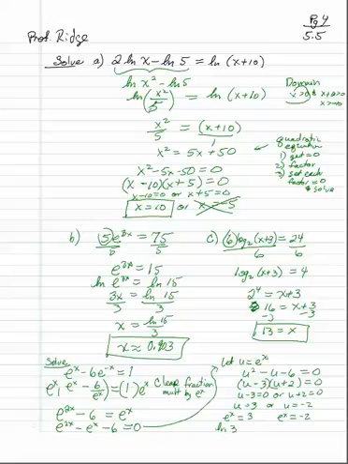ln of 3 equals x. And this one, if you do ln on both sides, well, that doesn't make sense. Ln of negative 2 equals x. Can't do that one. So ln of 3 is our answer.